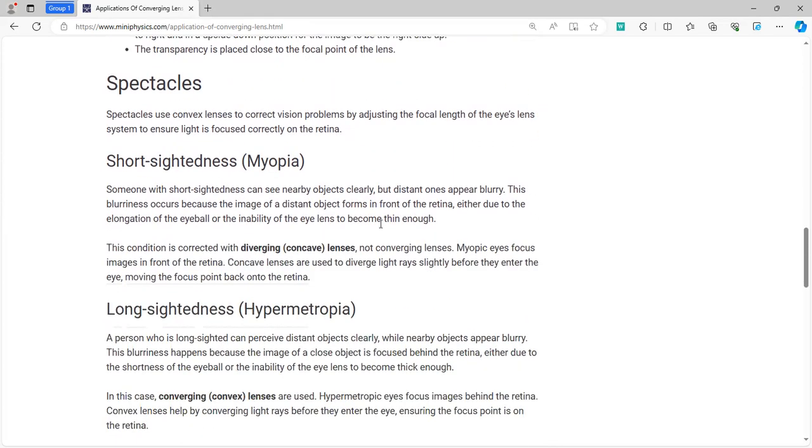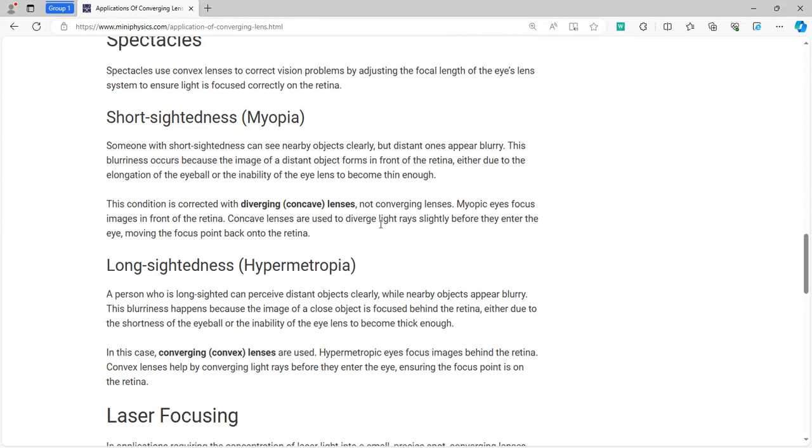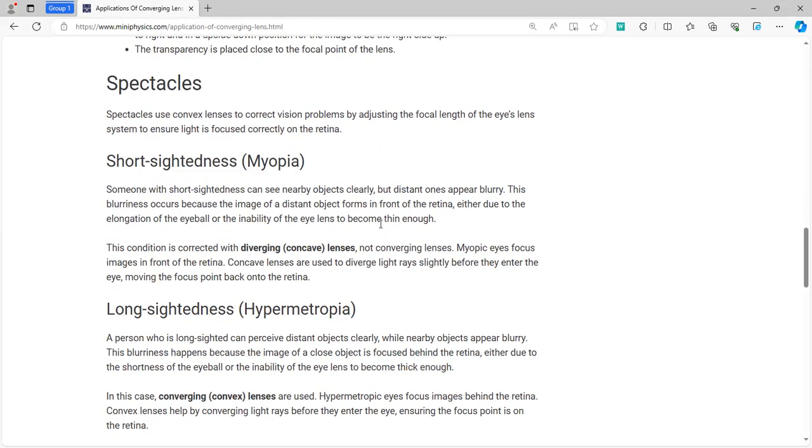Now those people who can only see images which are closer to them, for example, they have correct vision while reading a book, however they can't see the television or distant objects properly, are termed as myopic. What happens is that the light rays converge in front of the retina. They don't converge at the retina, but fall short of it. So what we need to do is use a concave or diverging lens so that the light rays can be diverged and they can be focused at the retina.